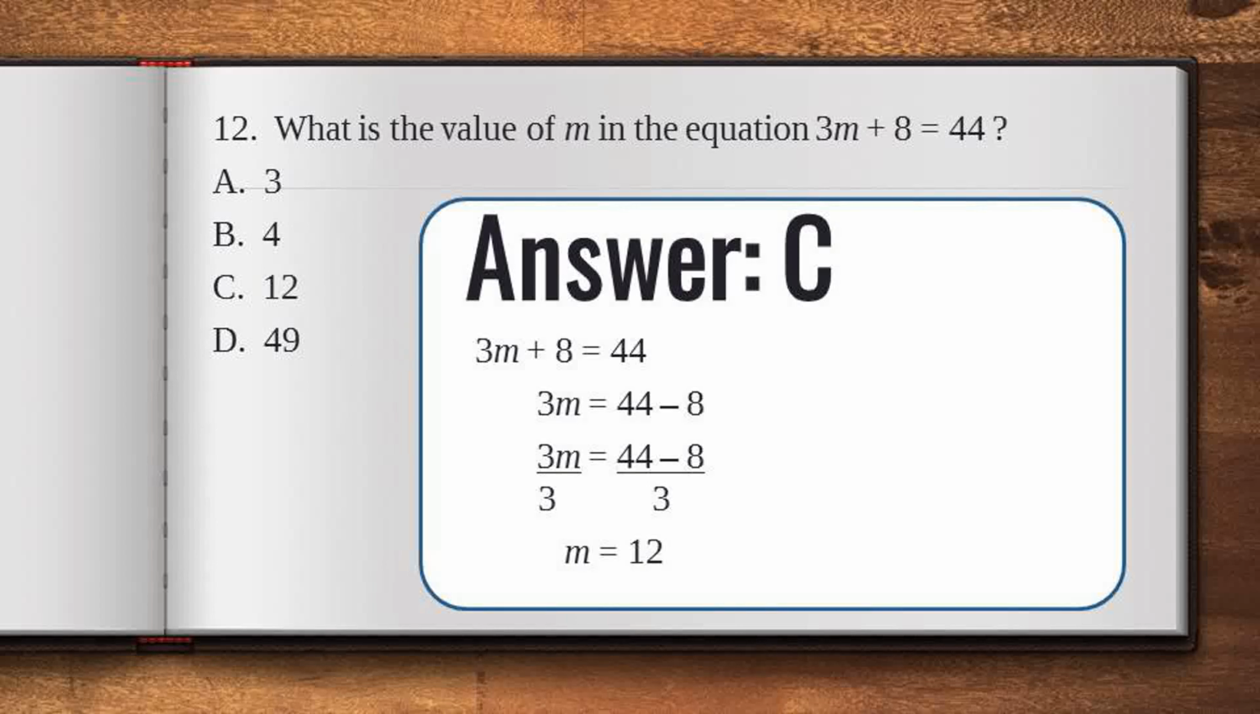To solve for m, we need to isolate it. So we transpose 8 to the other side of the equation and thus changing its sign to negative. So 44 minus 8, it's 36, and then we divide 36 by 3, thus we get m is equal to 12.